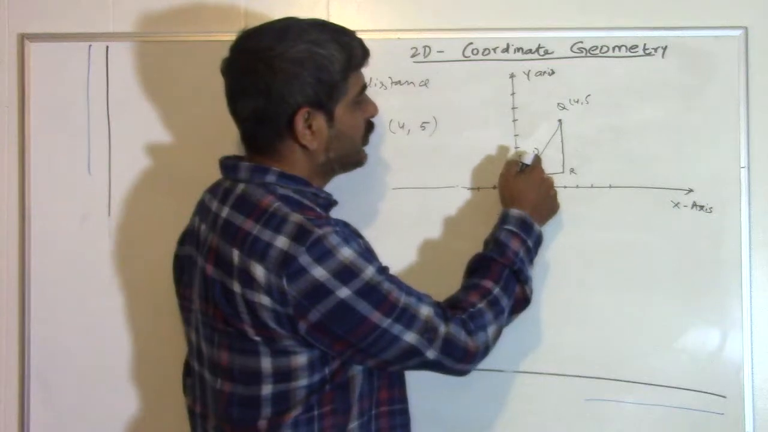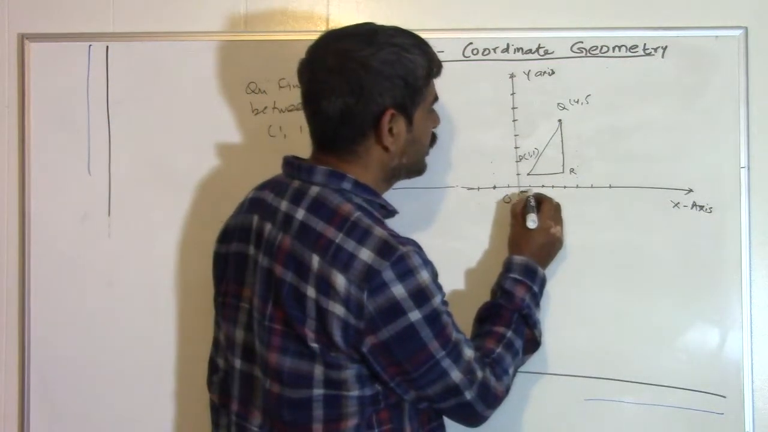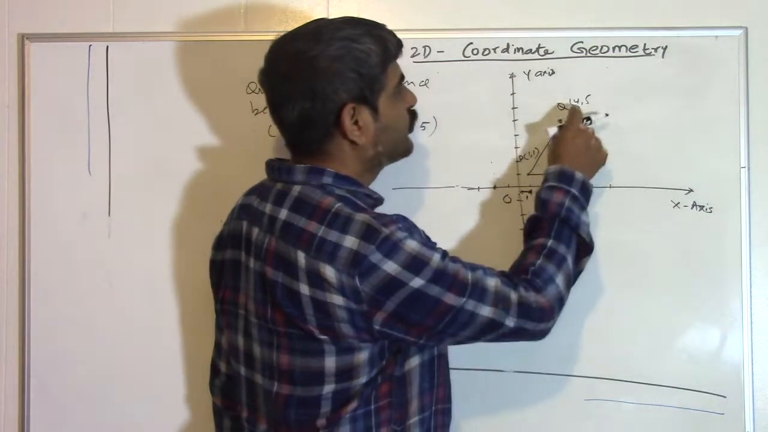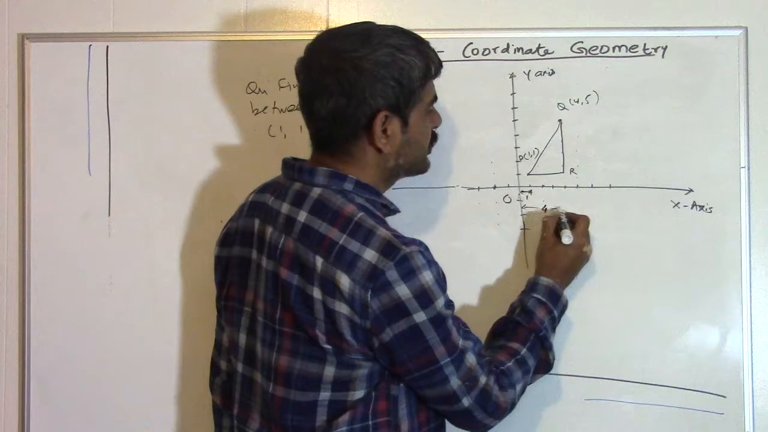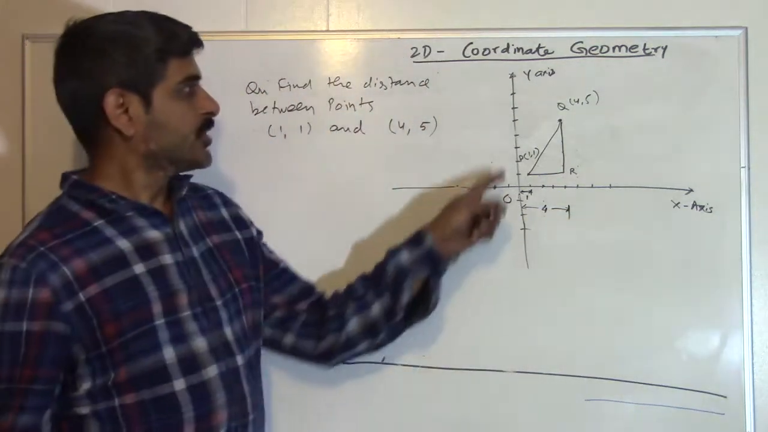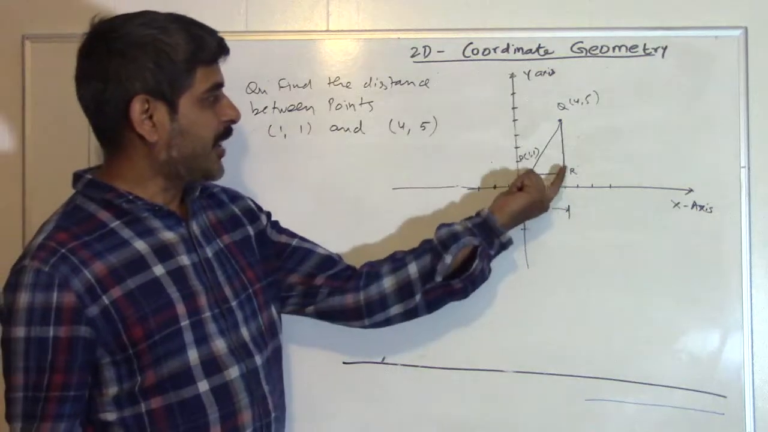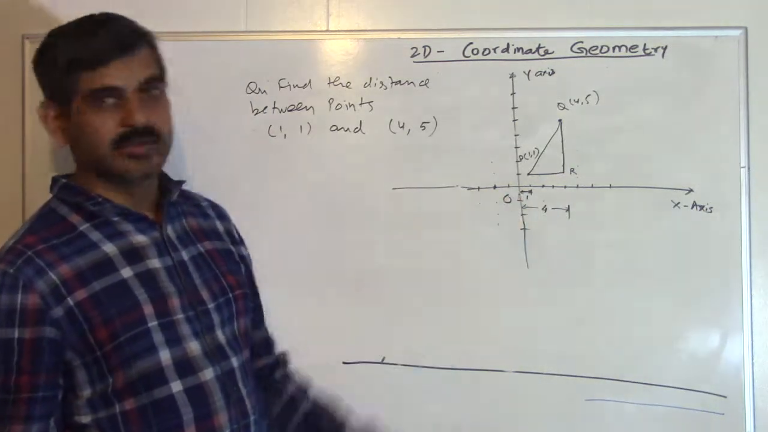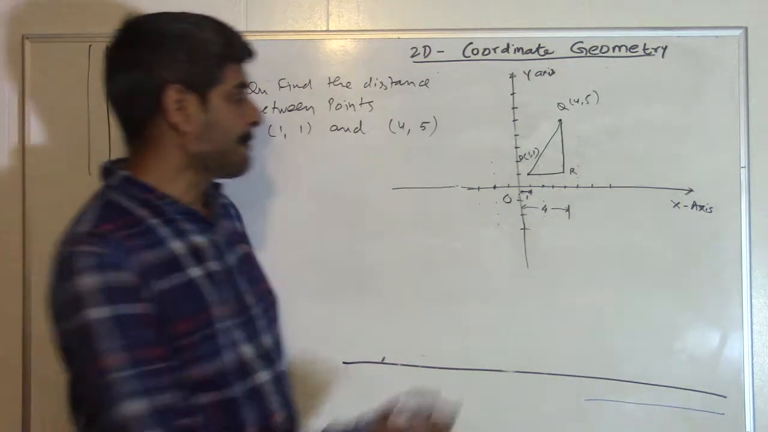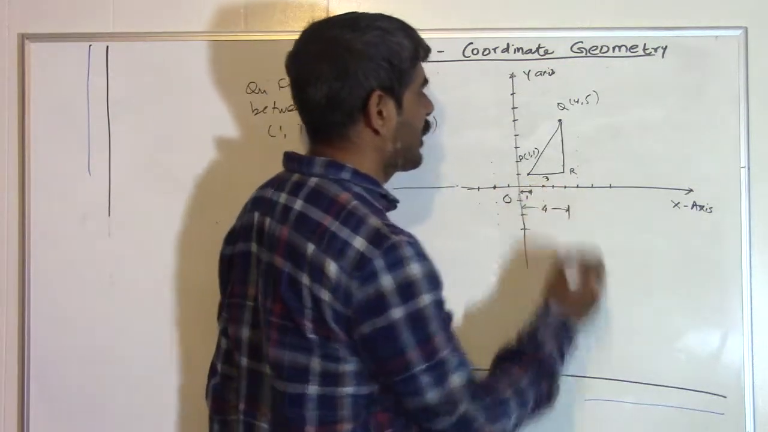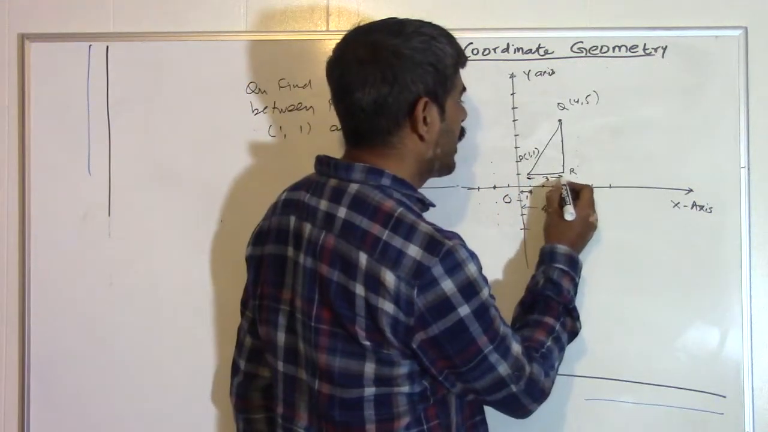So in this one, what does this number 1 indicate? 1 is this distance 1 here. And this 4, 5, this number 4 is nothing but this side. This is how we got 4 here. That means I can find this PR as 4 minus 1, which will be 3. So PR is equal to 3.